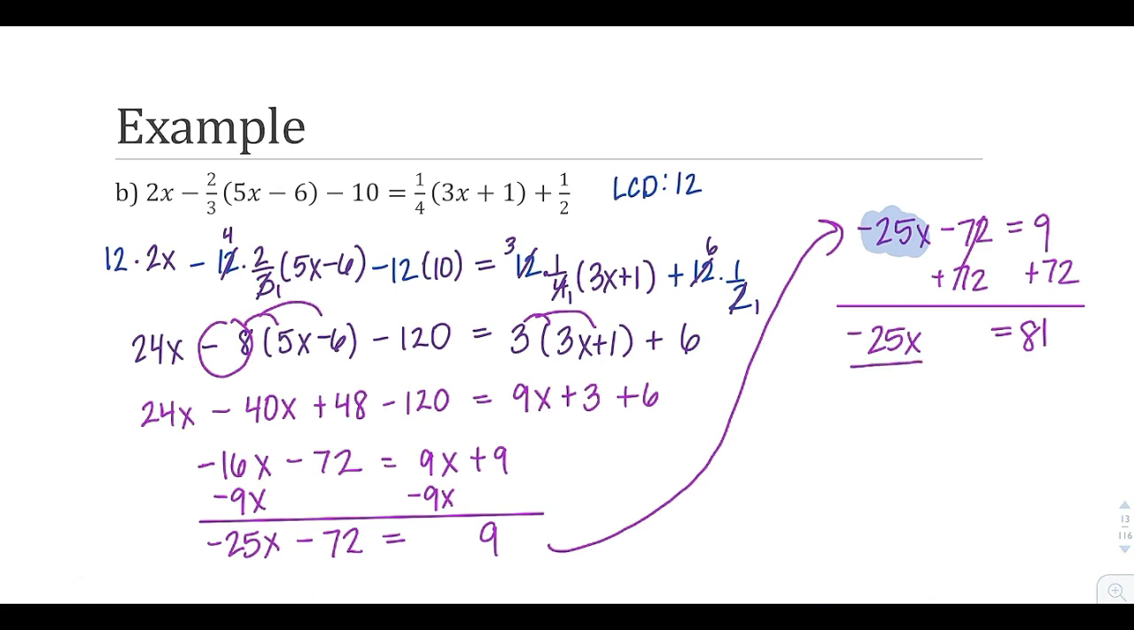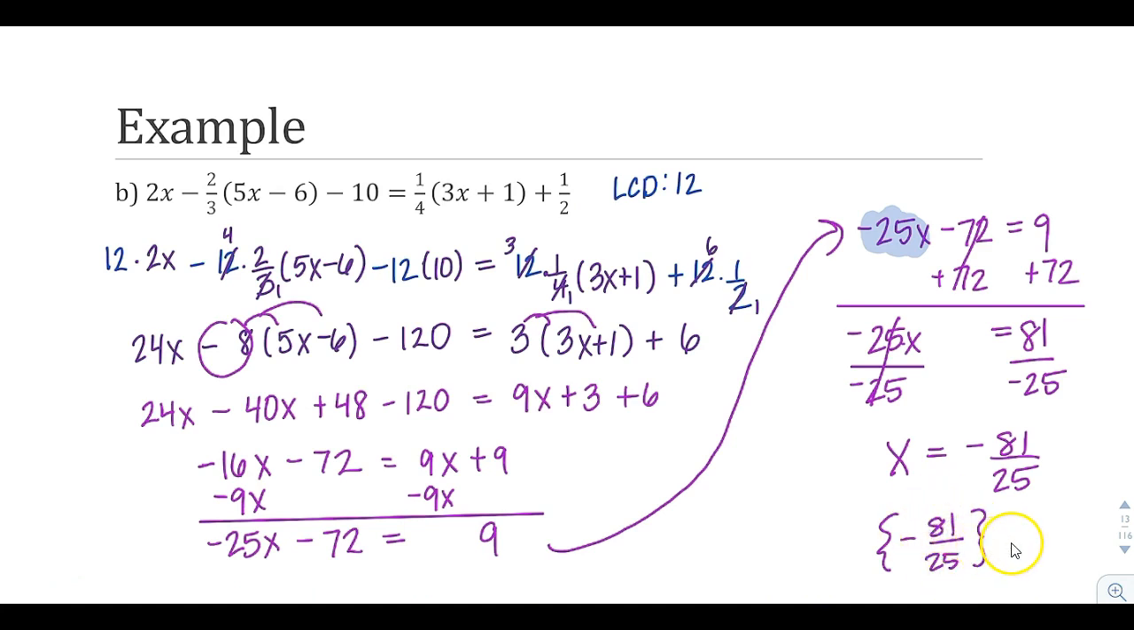And then finally, I will divide by negative 25. Remember, I don't add 25, I divide by negative 25. So I end up with x is equal to negative 81 over 25. And remember that that negative can stay in the denominator, it can move to the numerator, or we can write it on the outside. So this is my solution. And there's no need to rewrite it as a mixed fraction or convert it to a decimal. We would leave it as an improper fraction.